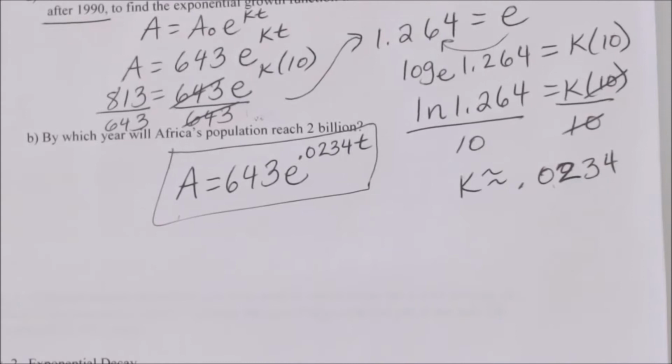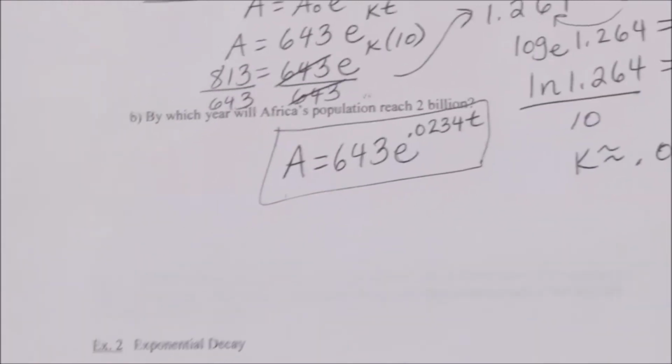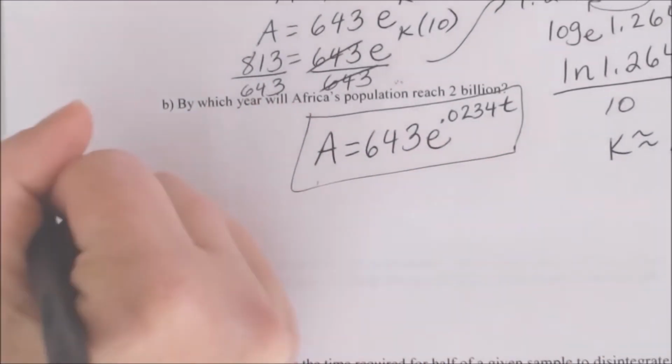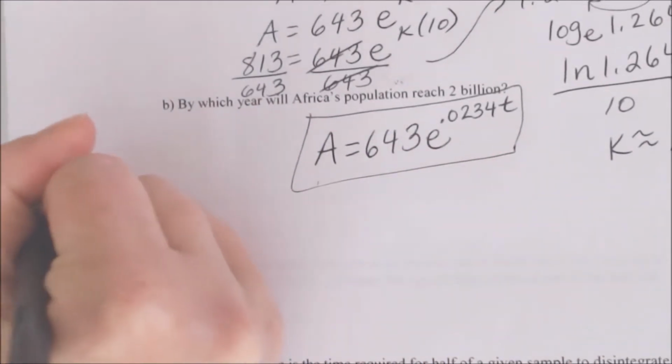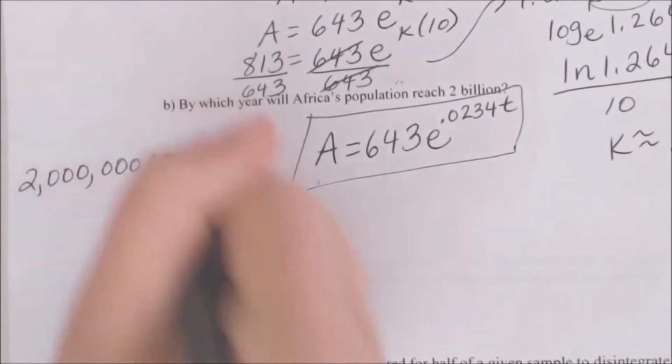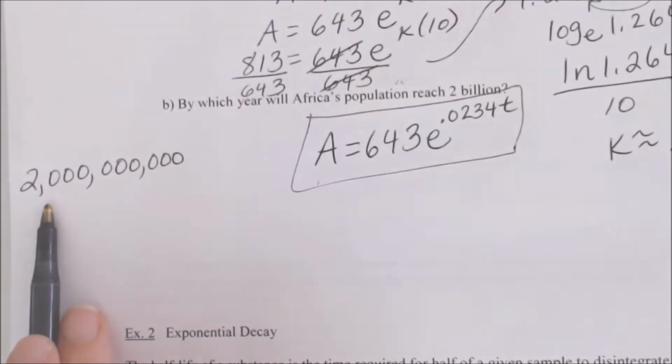Now part B says, by which year will the population reach 2 billion? So what variable are we solving for this time, if we're looking for what year the population will reach 2 billion? Let's do a little bit of refresher on these big numbers. A million is 6 zeros, so 2 billion would be 9 zeros. So this is 2 billion right here.